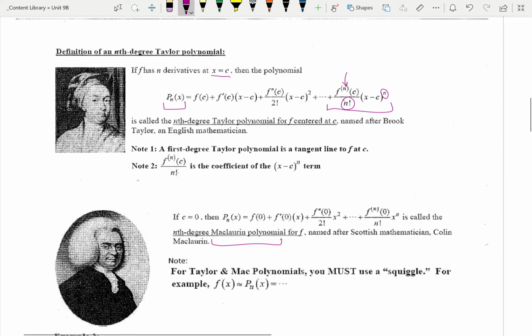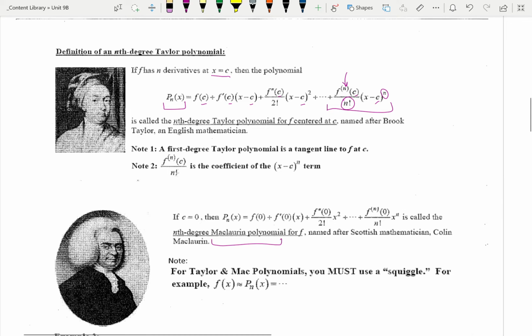You can notice that if we just change all of the c's up here to 0, every single c gets changed to a 0, then we end up exactly with this guy right here. All of the x minus c's turn into x minus 0, so we don't worry about writing minus 0, so we just have a simpler formula. And whenever we can, we would prefer to center our Taylor polynomials around 0, simply because it makes things cleaner. But we're going to refer to both of these throughout the rest of the course, so make sure you understand the difference between Taylor and Maclaurin polynomials.